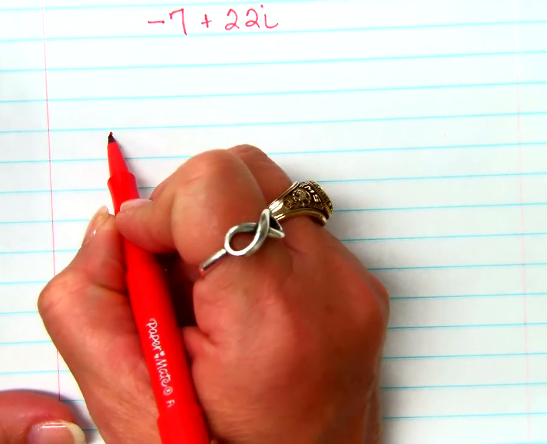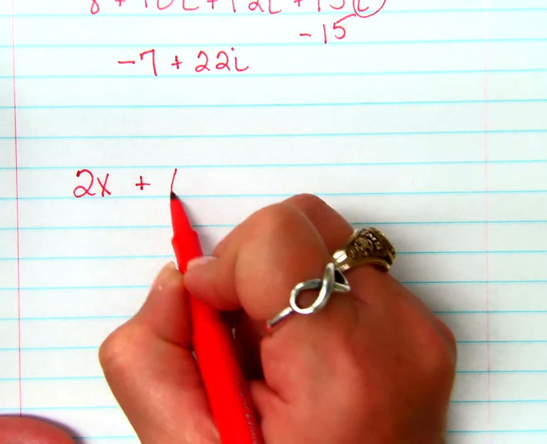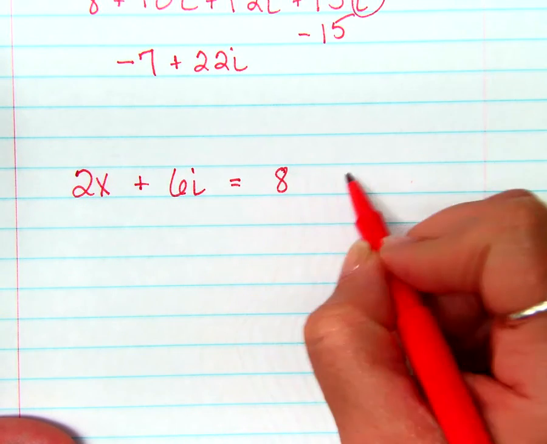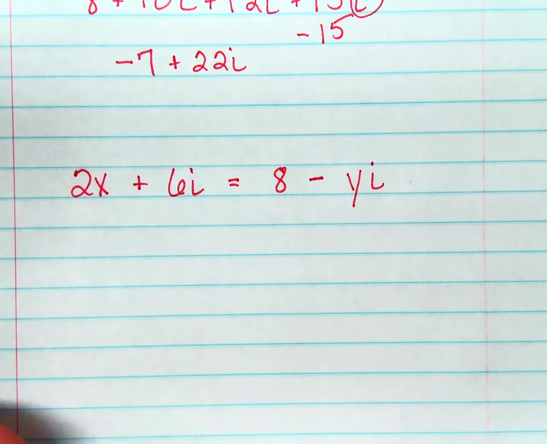What if I have 2x plus 6i equals 8 minus yi. And my directions to you are solve for x and y. What do you think I would think about in a problem like this? You don't have to tell me the answers, I already know them. I want you to tell me what you would think about.